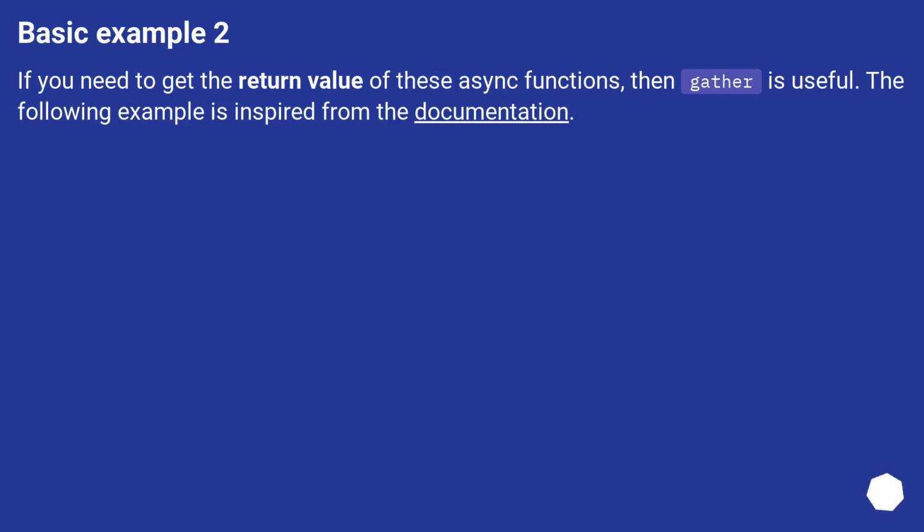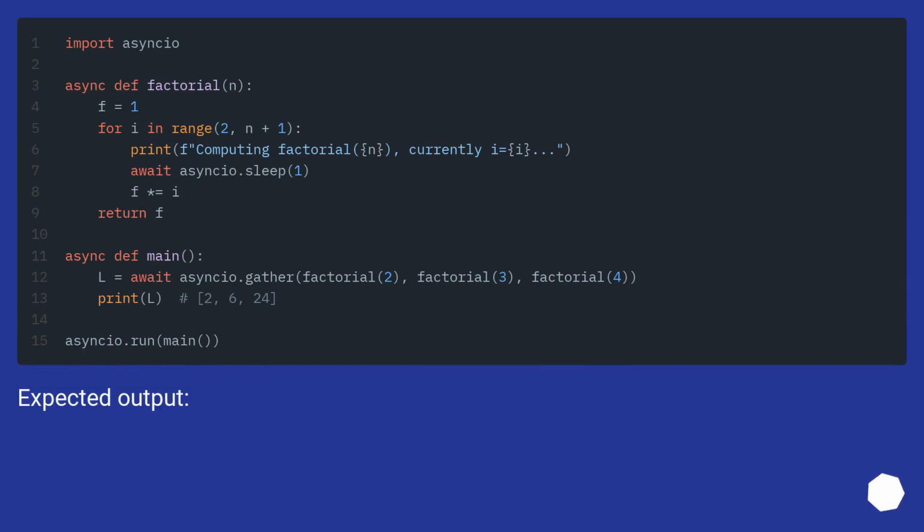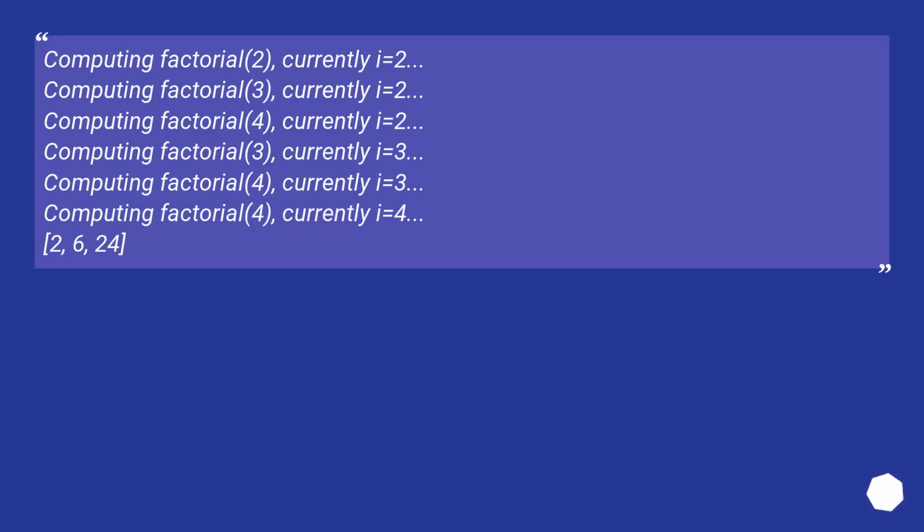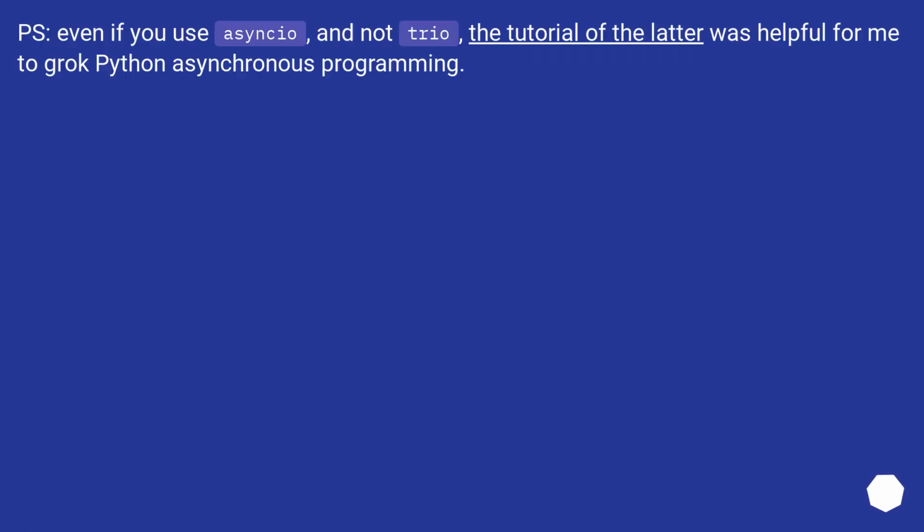Basic example 2. If you need to get the return value of these async functions, then gather is useful. The following example is inspired from the documentation. Expected output. PS, even if you use asyncio, and not trio, the tutorial of the latter was helpful for me to grok Python asynchronous programming.